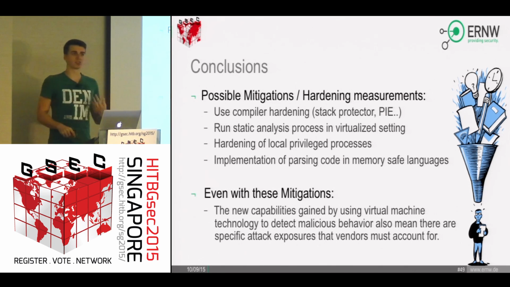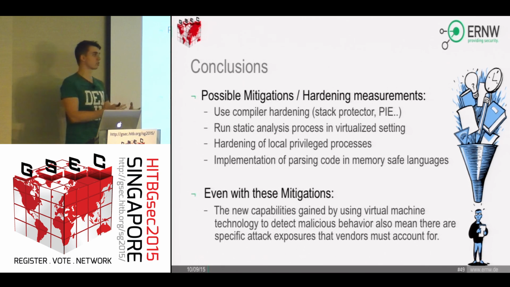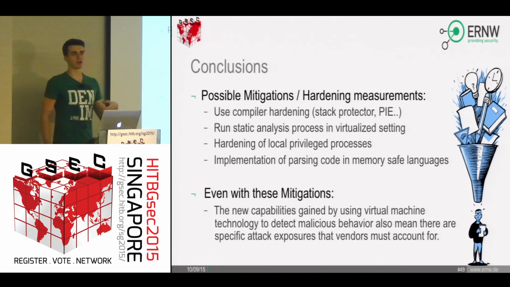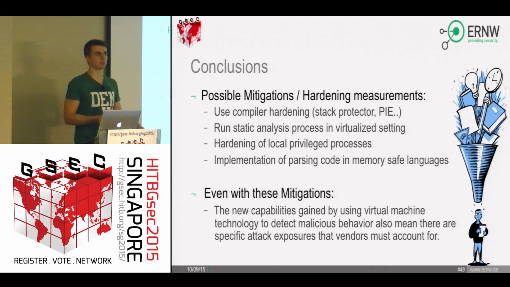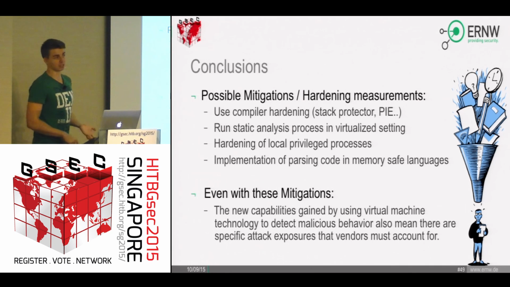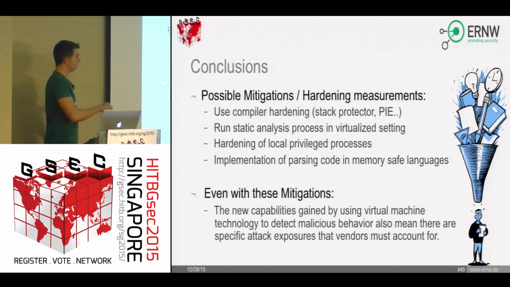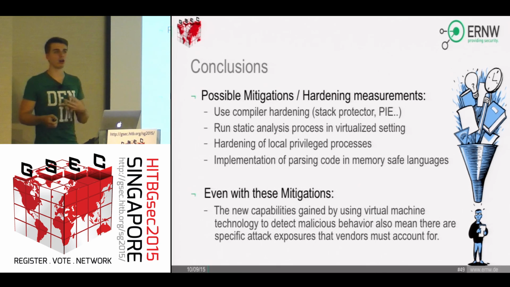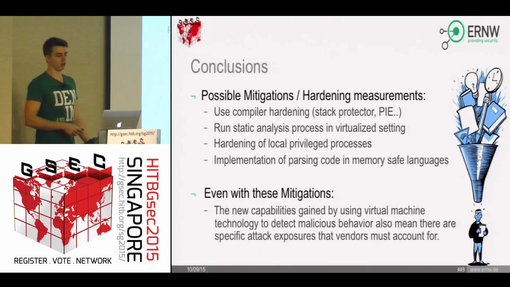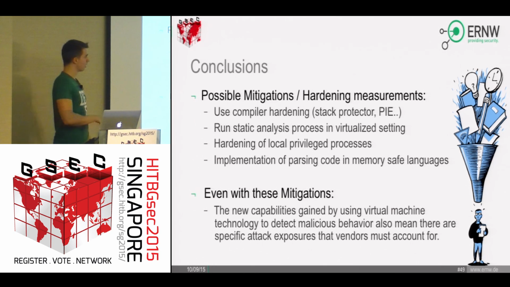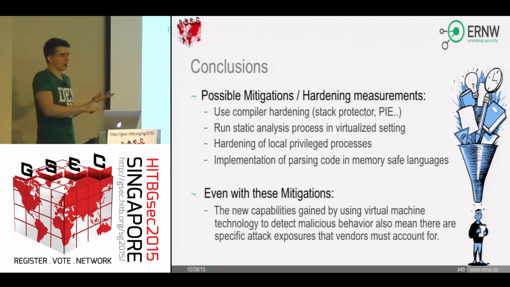If the static analysis process would instead be executed in a virtual machine, then something like compromising the malware input processor wouldn't directly put you on the host system. You still need a hypervisor breakout. And of course, hardening all local privileged processes would have helped against the local root vulnerability. And this is something like a general recommendation.